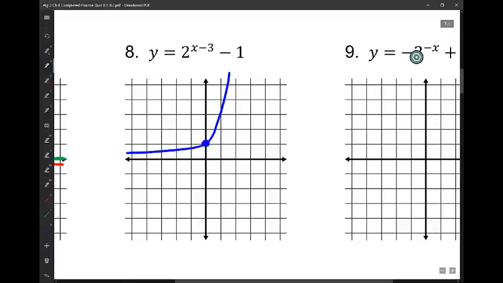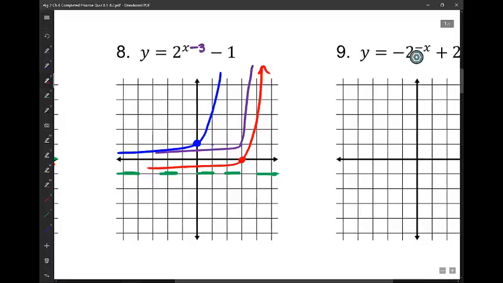The minus 3 in our problem is going to cause it to shift to the right 3. So here it is shifting to the right 3. And then the minus 1 causes it to shift down 1. So my asymptote has shifted down 1. Final one is going to look like the purple, but with an asymptote at 1.